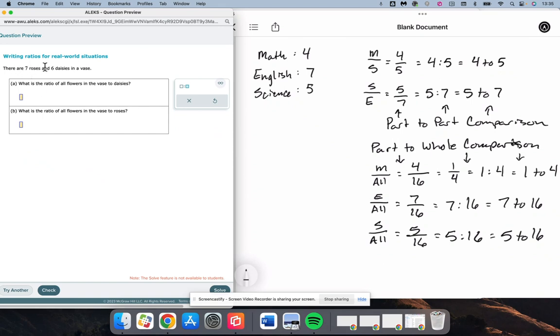So there are 7 roses and 6 daisies, so we have the 2 parts, we don't know the whole. So all the flowers, 7 and 6, is going to make 13. So all flowers to daisies, 13 is first because we see the word all first, and then 6 daisies. All flowers to roses, there are 7 roses, so all flowers first is 13, and there are 7 roses.